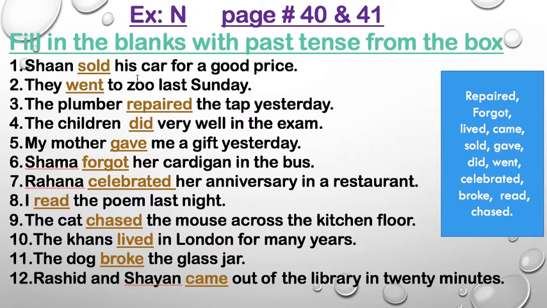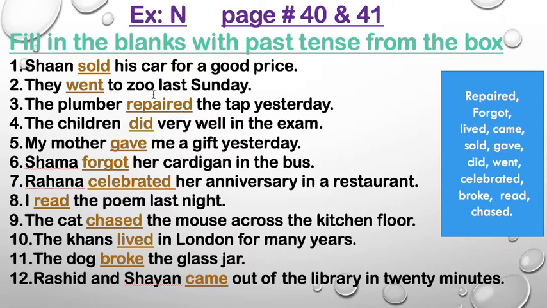Next, they went to the zoo last Sunday. They went. So went is the past tense. And what is the present tense here? Go. From go we are changing to went in order to make it a past tense. So the answer is went.